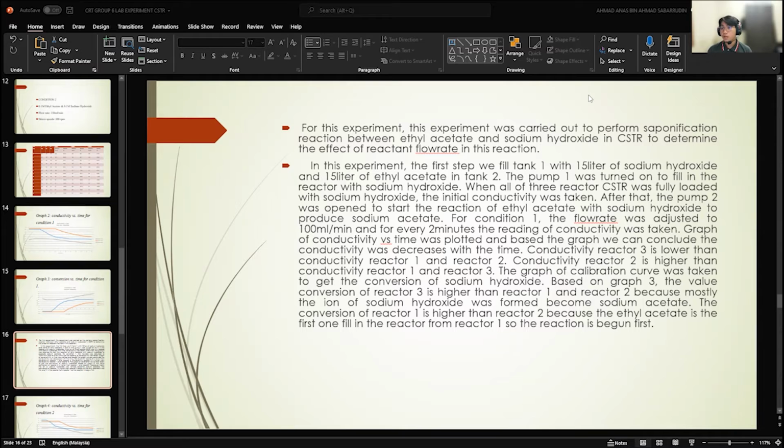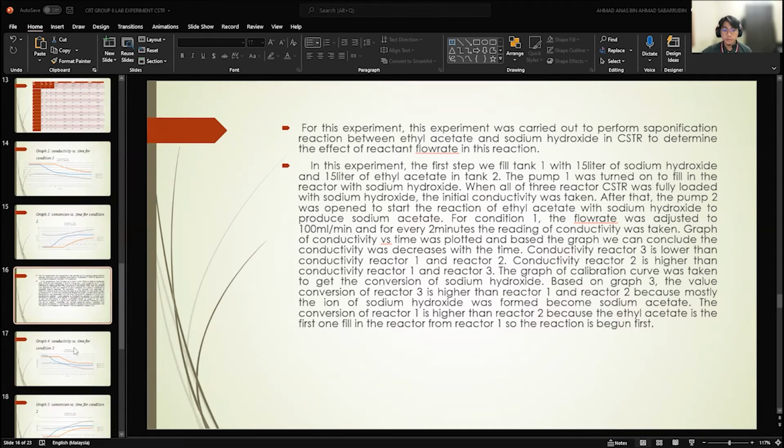The graph of the calibration curve was used to get the conversion of sodium hydroxide. Based on graph 3, the conversion of reactor 3 is higher than reactor 1 and reactor 2, because most of the sodium hydroxide ions were converted to sodium acetate. The conversion of reactor 1 is higher than reactor 2 because ethyl acetate is the first to fill reactor 1, so the reaction began first.